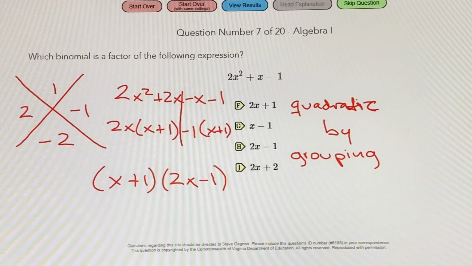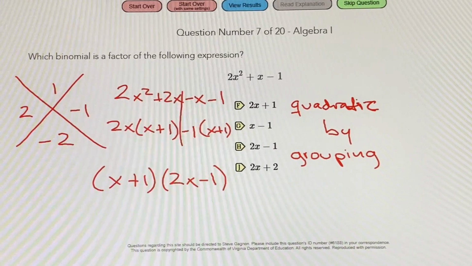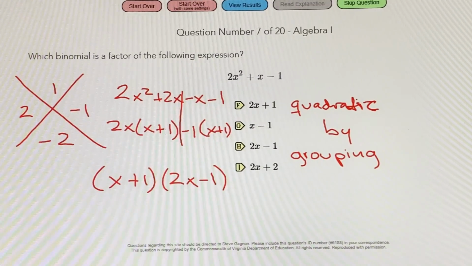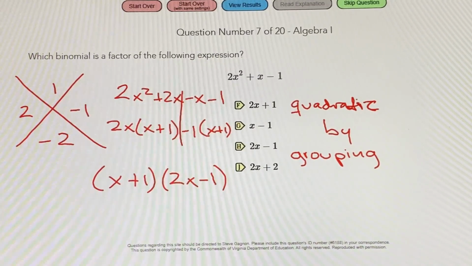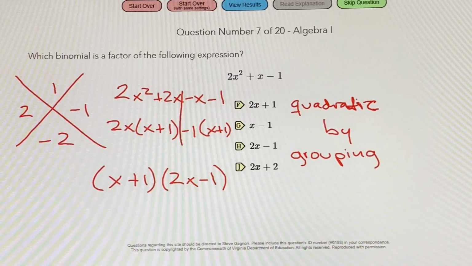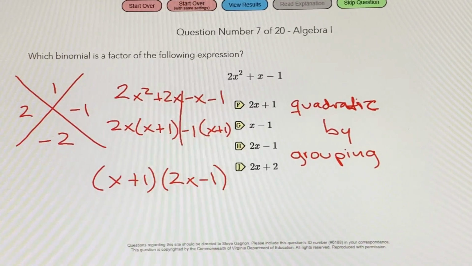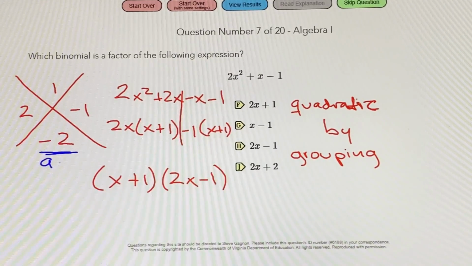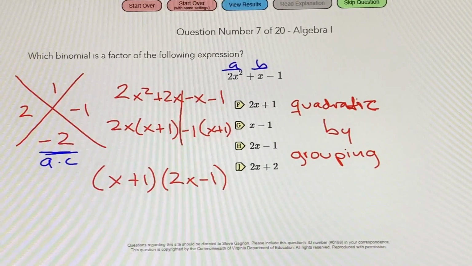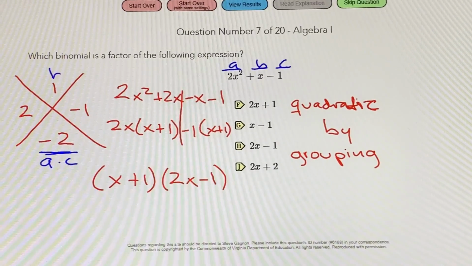When it's 1, we can use just decimals, and the intersection of the graph on the x-axis, the answers, the roots, right? I'm going to use grouping, quadratic by grouping. So I'm going to multiply a and c. 2 times -1 is going to be -2, but I'll put it down on the bottom here, right? So this one is the multiplication of a and c, and on the top is going to be b. So this one is a, this one is b, and this one is c.